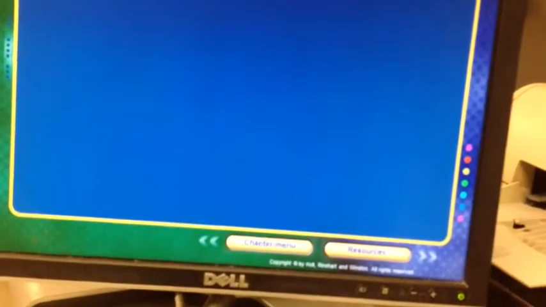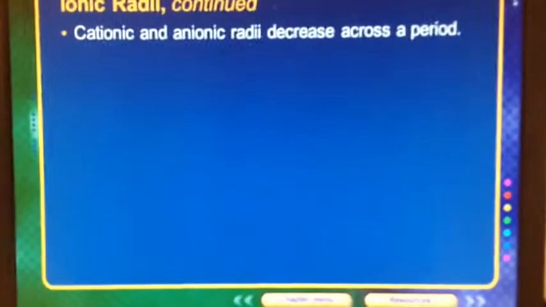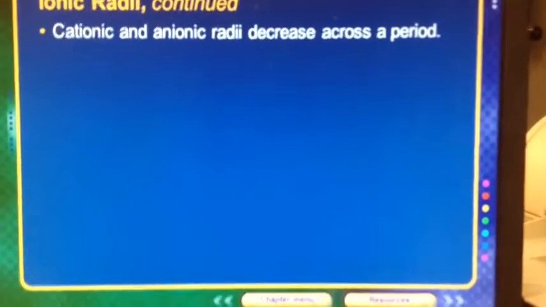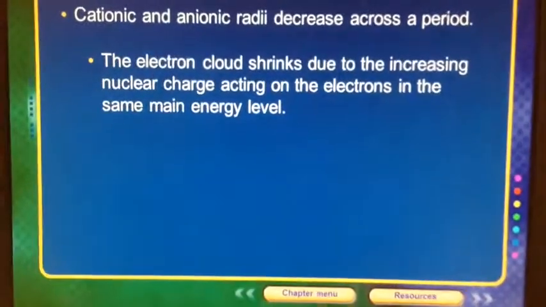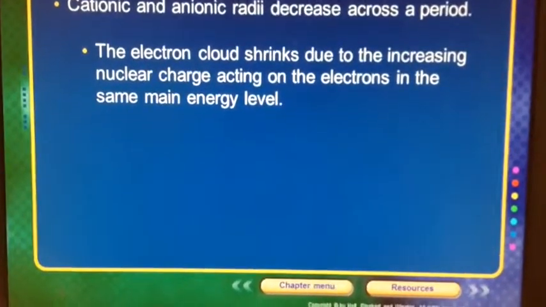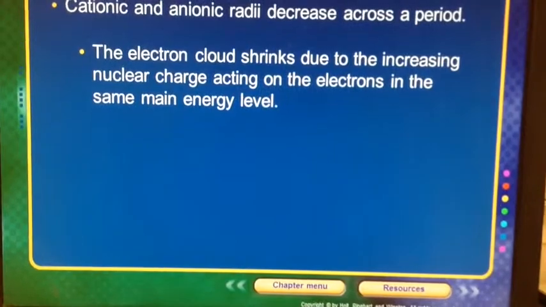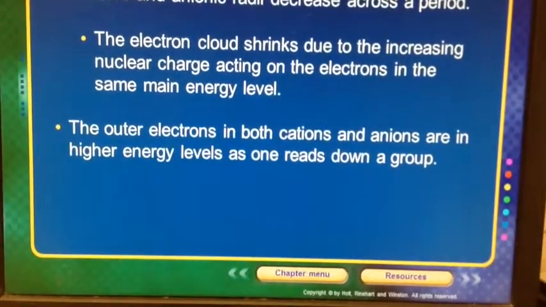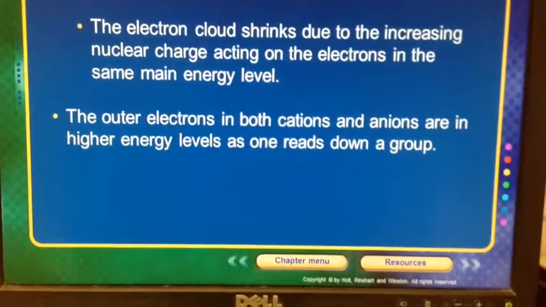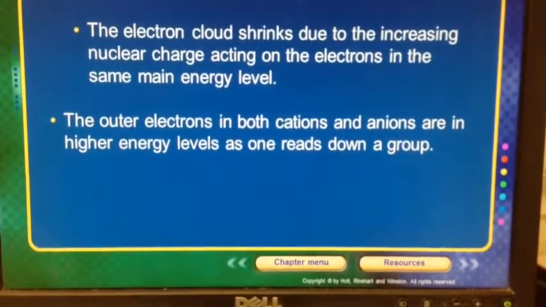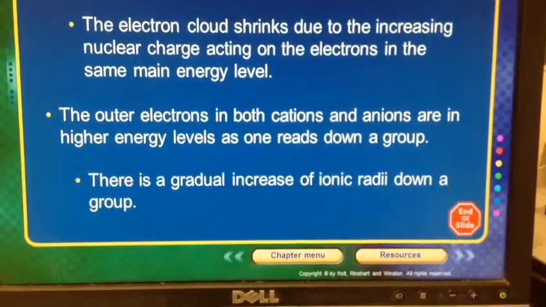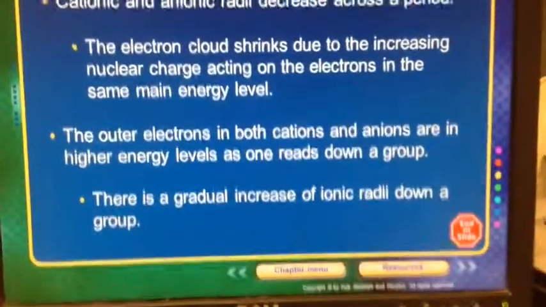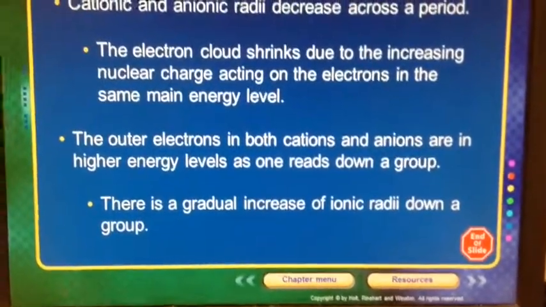All right, so cation and anion radii decrease across a period. The electron cloud shrinks due to the increasing nuclear charge acting on the electrons in the same main energy level. The outer electrons in both cations and anions are in higher energy levels as one reads down a group. There is a gradual increase of ionic radii down the group.